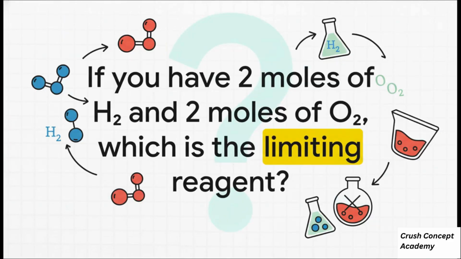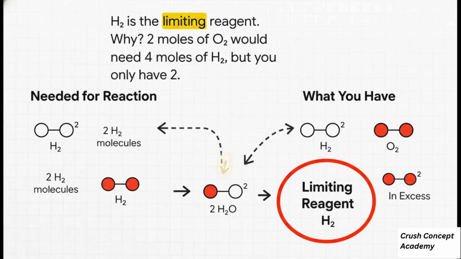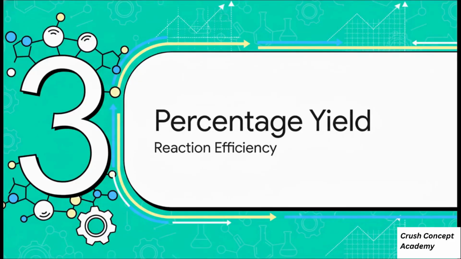Same reaction, but this time you have 2 moles of hydrogen and 2 moles of oxygen. Which one is the limiting reagent? Go on, figure it out. The answer is hydrogen, H2. But why? Well, the ratio is still 2 to 1. To react with all 2 moles of the oxygen you have, you would need 4 moles of hydrogen, but you've only got 2. So that hydrogen is going to be gone long before the oxygen is, and that's what makes H2 the limiting reagent. All right, on to our third topic, percentage yield.